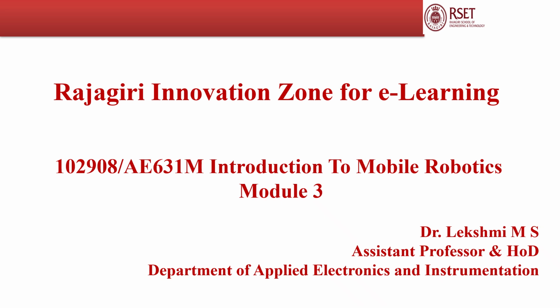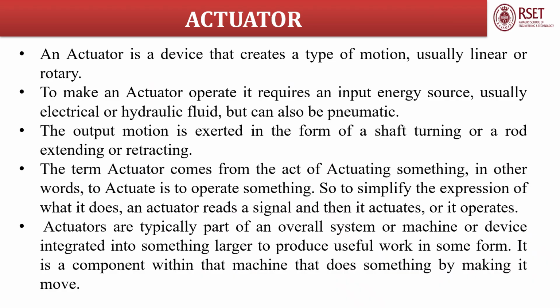Actuators are responsible for creating motion in robotic systems and are essential for converting energy into useful mechanical work. What is an actuator? An actuator is a device that creates motion, usually either linear or rotary. To operate, an actuator requires an input energy source which may be electrical, hydraulic or pneumatic. The output motion can be seen as a shaft rotating or a rod extending or retracting.